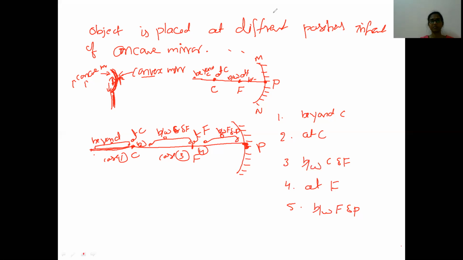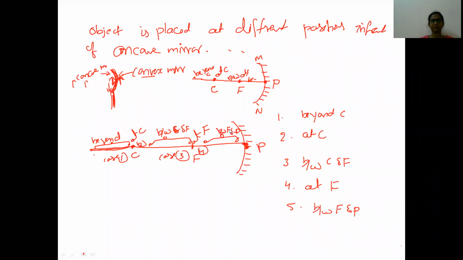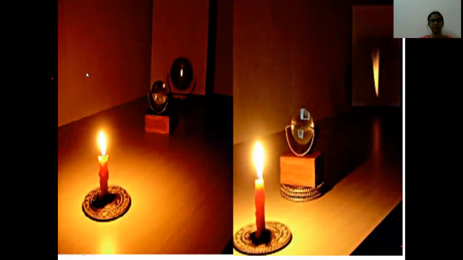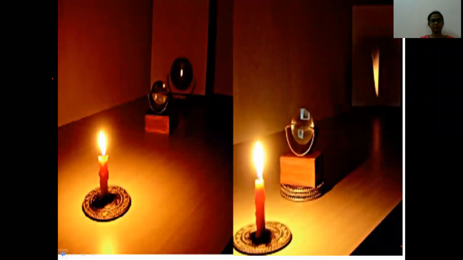We'll just take a new slide. Okay, we understood the five positions of the object. Now let us draw all those five positions clearly. Just a minute, children. We will draw the five positions of the object so that we can see how the image will be formed.